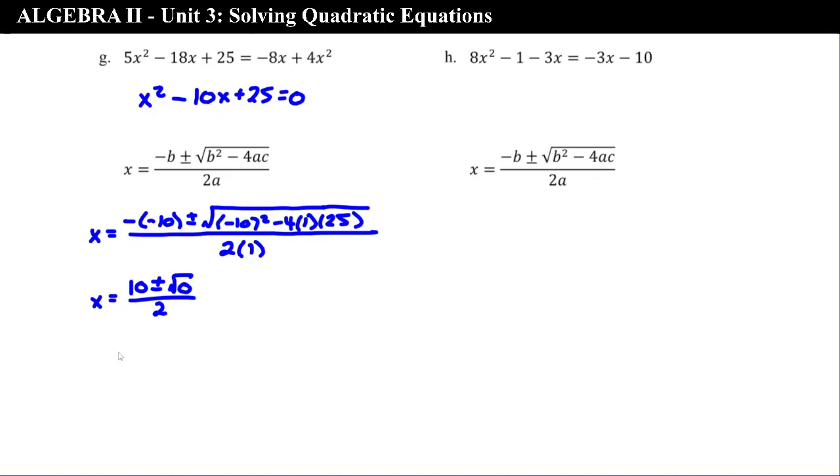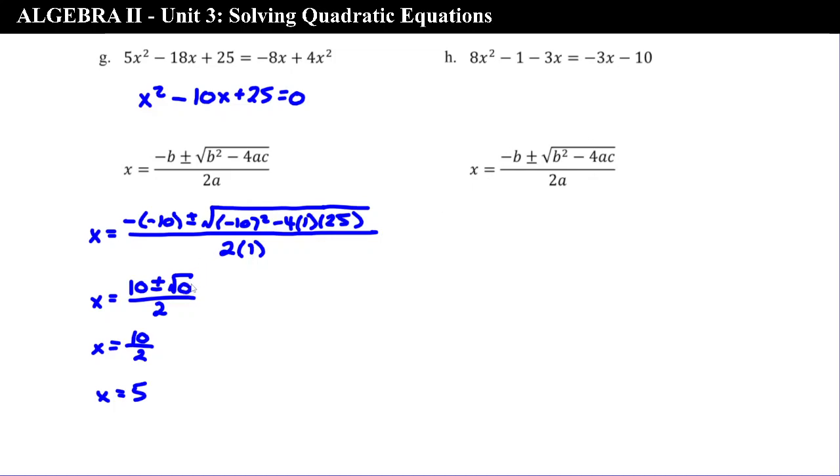So if you end up with the square root of 0, everything behind the plus or minus goes away, and you're just left with 10 over 2. So x equals 5. So we only have one solution. Does that make sense? Well, yes it does, because when we have a perfect square, we would expect to have one answer.